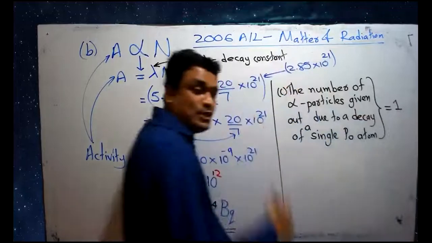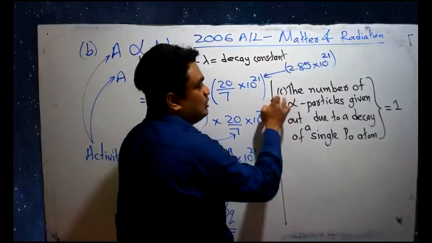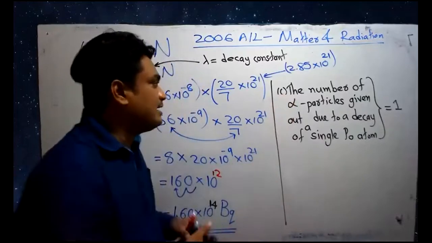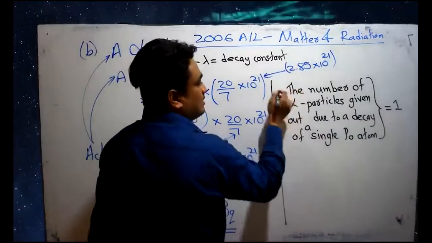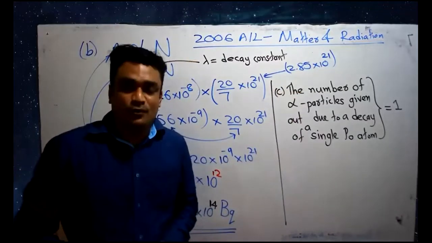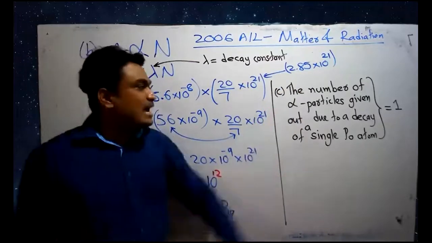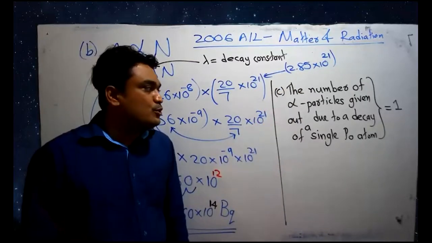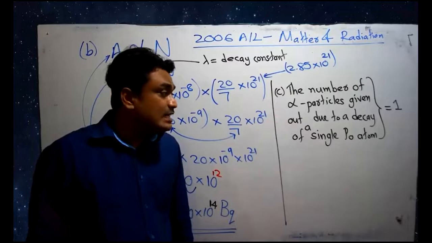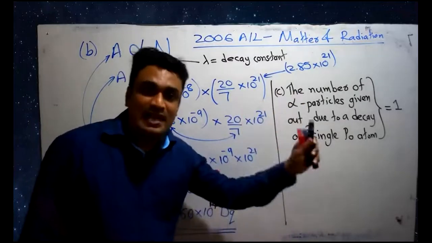Please write this here. Actually, we don't write this kind of statements in the examination. You can directly write the answer, and they will give you full marks. But here we write this kind of statements for you to understand. The number of alpha particles given out due to a decay of a single polonium atom is 1. One polonium atom, one alpha particle.